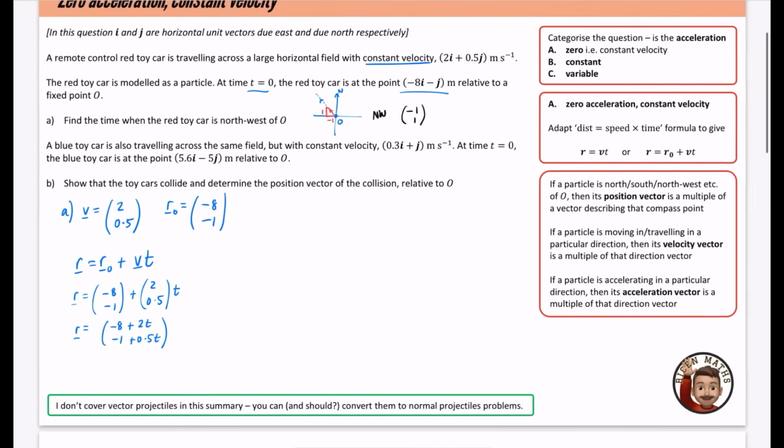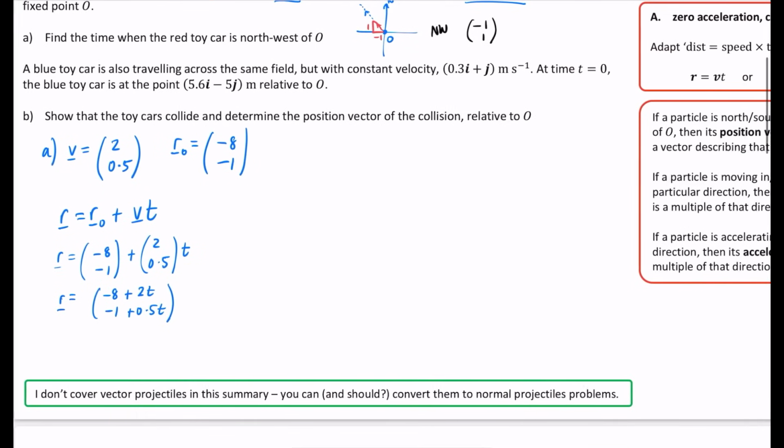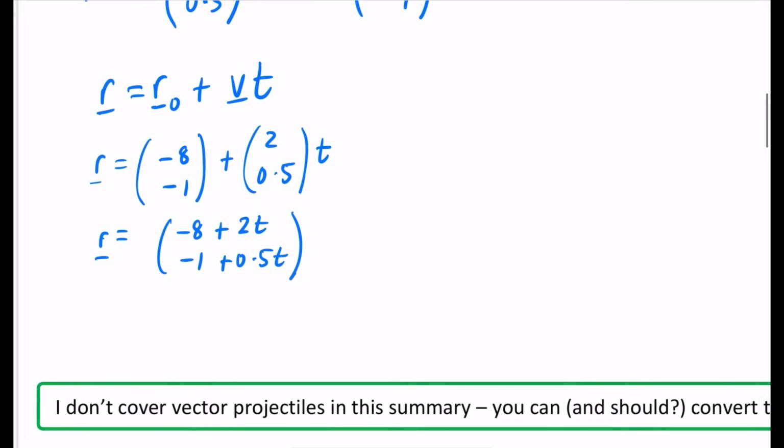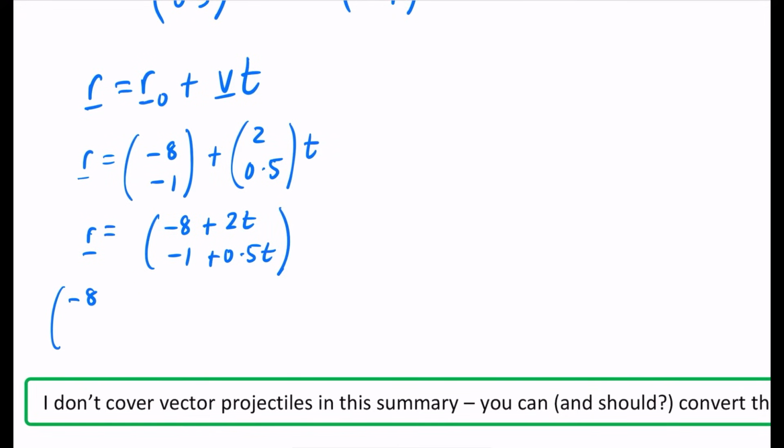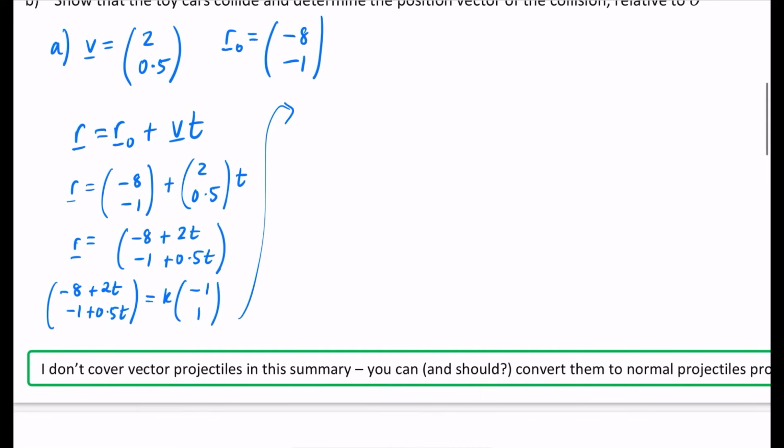And I'm going to be using that for this next part because we're now going to show that its position vector is a multiple of this one. In other words, it is parallel to it. We know that if we have two vectors that are parallel, then we can say that one is a multiple of the other. So I can now say that -8 plus 2t and -1 plus 0.5t is a multiple of -1, 1 that we had. And I'm just going to continue with this working out over here. So looking at the i part, we have that -8 plus 2t is equal to -k, and then -1 plus 0.5t is equal to k.